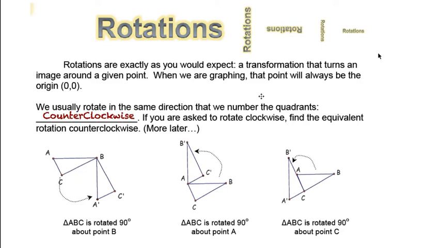When we're graphing, that point's always going to be the origin, 0, 0. So what you need to conceptualize is a point on the graph paper. You take a nail, you put it right through the origin, and then you spin the paper. And that's the type of rotations that we are going to do. We are always going to rotate counterclockwise. It's the opposite way the clock goes.